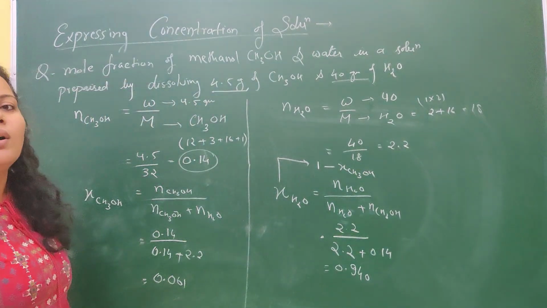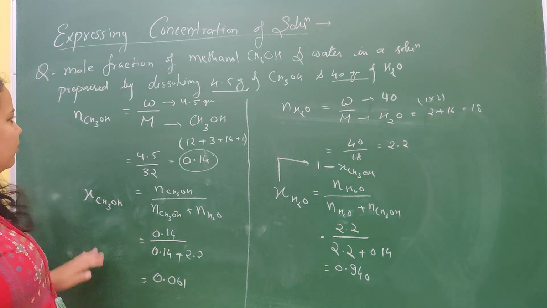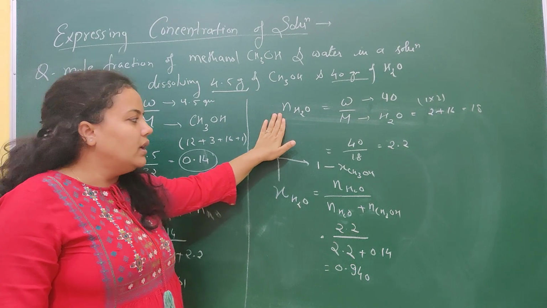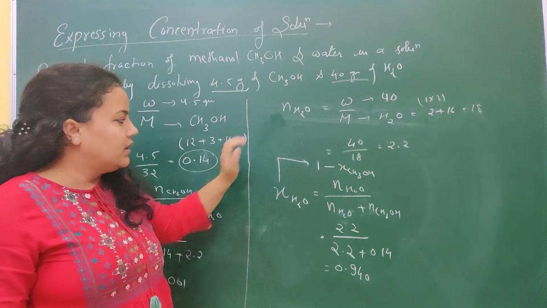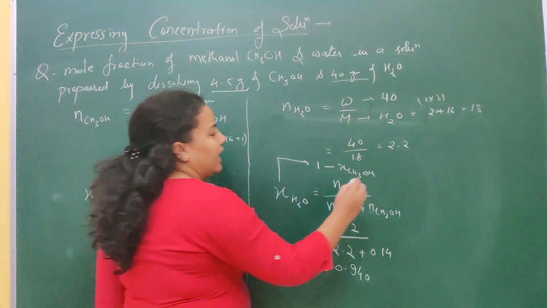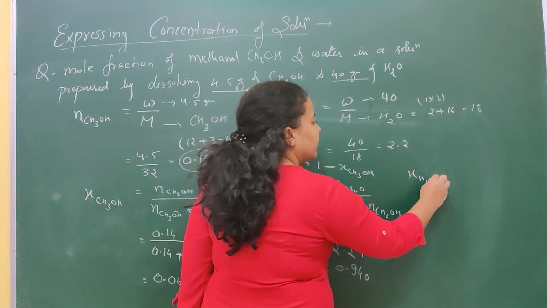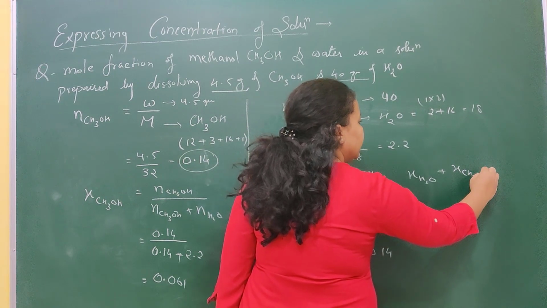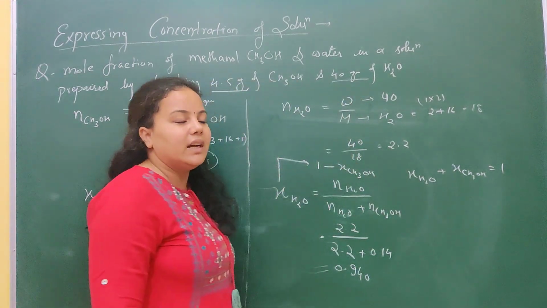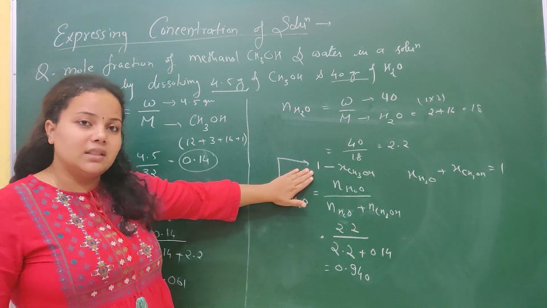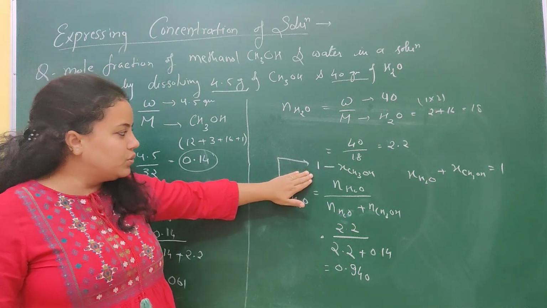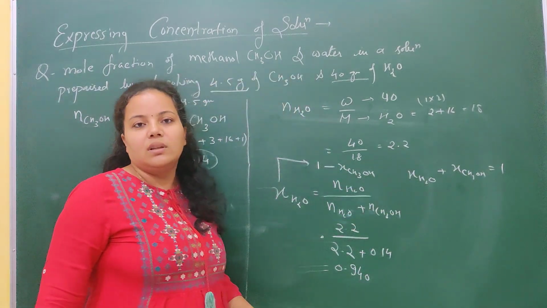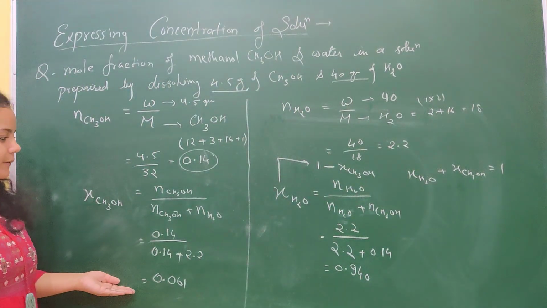Now the value of this can also be calculated by 1 minus mole fraction of your methanol. So the sum of all the mole fractions, that is mole fraction of methanol and mole fraction of H2O, comes as 1, right? So that's why I can say here mole fraction of H2O plus mole fraction of CH3OH, the value is unity, that is 1. So there is this method, for direct calculations you can use 1 minus the value which is known to you, right? It's very easy.